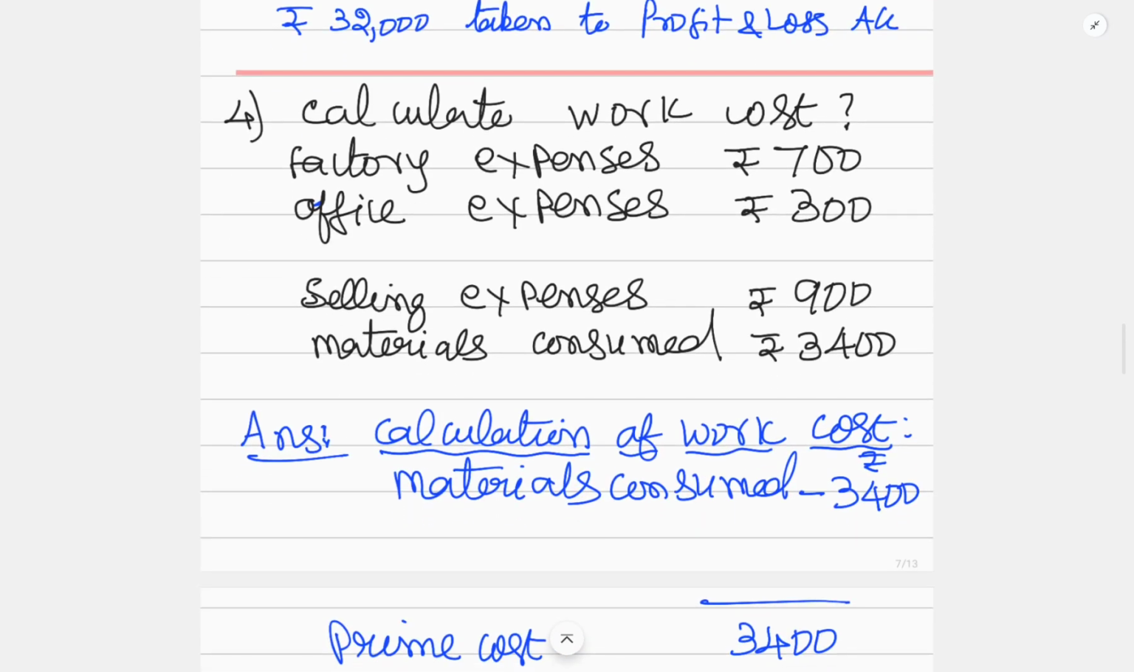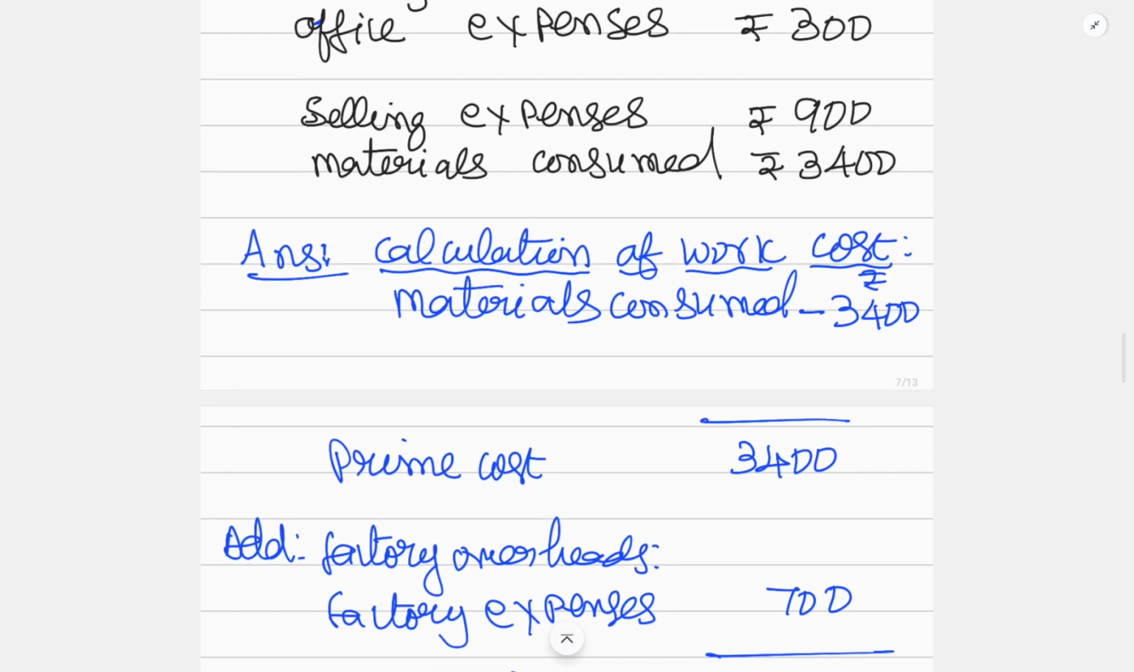Question number 4. Calculate work cost. Given factory expenses rupees 700, office expenses rupees 300, selling expenses rupees 900, and material consumed is given 3,400. So we have to find work cost. Work cost is equal to, after prime cost we get work cost. So calculation of work cost.